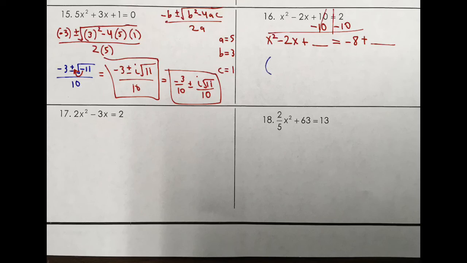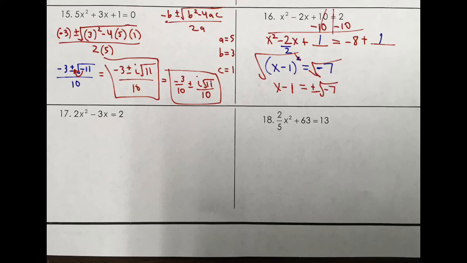All right, and then to fill in your parentheses, you divide by 2. So that's x minus 1. Take that 1, square it, and that gives you a 1. And put that there. It's equal to negative 8 plus 1 is negative 7. All right, and then we're solving by square root now. That cancels that, leaving us with x minus 1 is equal to plus or minus radical negative 7.